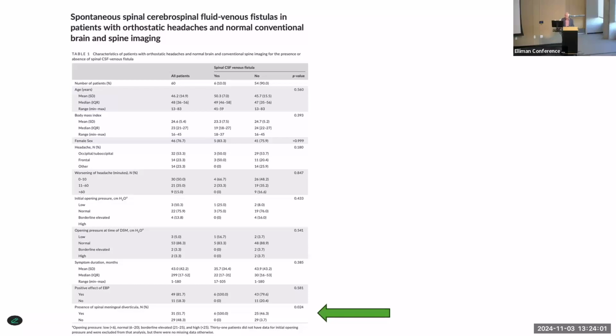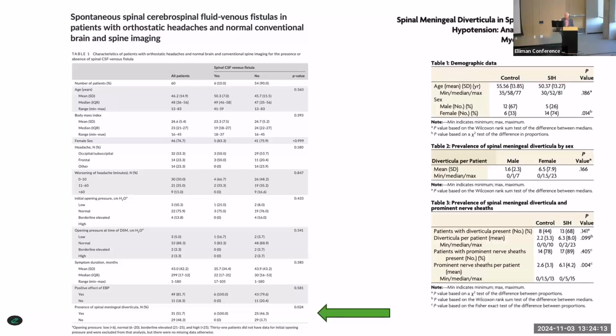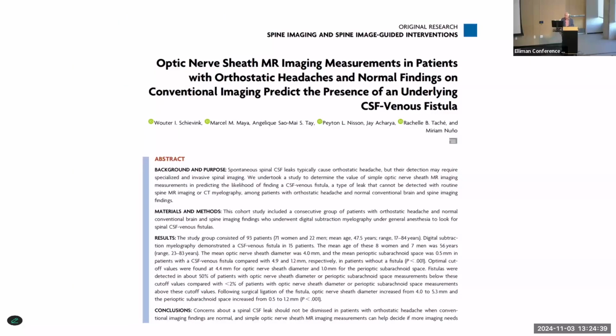Now, you have to also remember that these are a highly selected group of patients. The vast majority had a positive response to epidural blood patching before we even considered doing these invasive tests. And as you know from Dr. Kranz's study, meningeal diverticula are really common, right? So 40% of the general population have meningeal diverticula. So it's really a variant of normal. And certainly in the olden days, generally neuroradiologists would not even mention that in their report unless they were of a certain size.